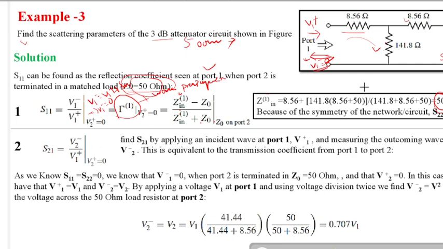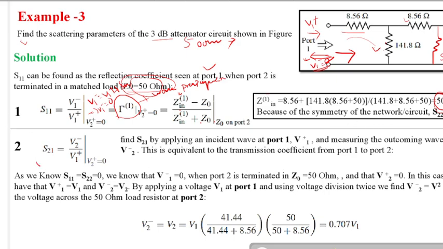So next is S22 also, because you can see the network is very symmetric. If you look from either side, the network is the same, so the calculation is going to remain the same. Just remember what this Z in is. If you look from this side, it is the total resistance of the circuit when this is connected with a 50 ohm resistance. So that's what has been done here. So S22 and S11 became 0.